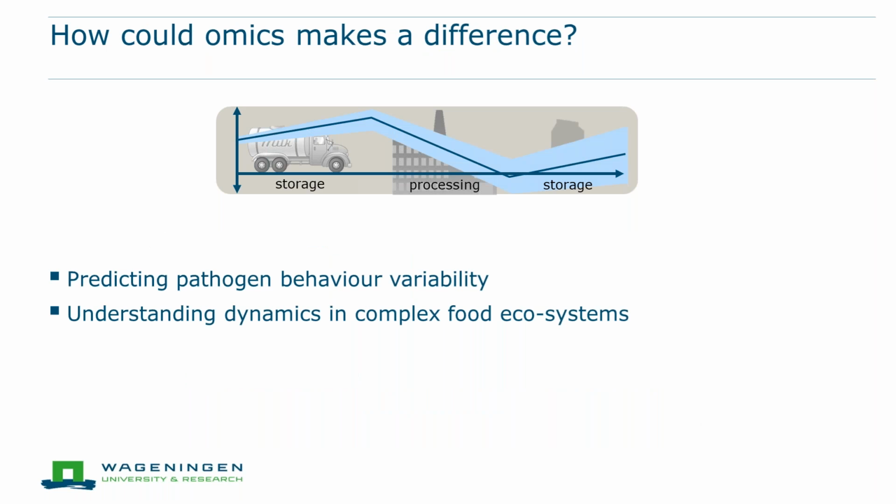But one of the main challenges in exposure assessments is that we know that microbes are not all the same, and we have to take into account microbial variability in our predictions. And also foods, they are complex ecosystems, and the pathogens are part of these complex ecosystems. And we think that omics can help us to improve our predictions of microbial variability and to better understand the dynamics of pathogens in complex food ecosystems. And today I will share with you our thoughts on how omics could make a difference, but also the challenges we are facing with omics.